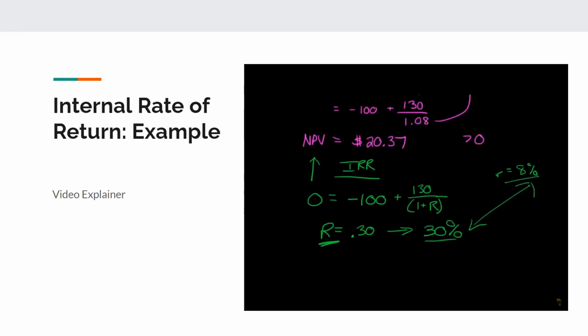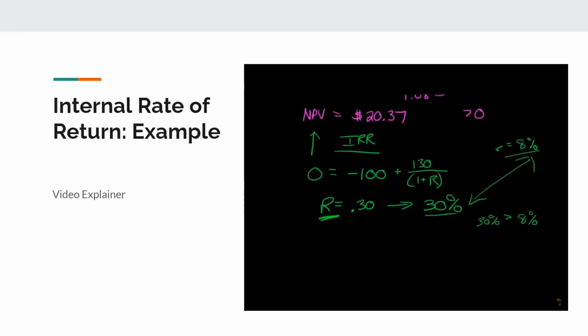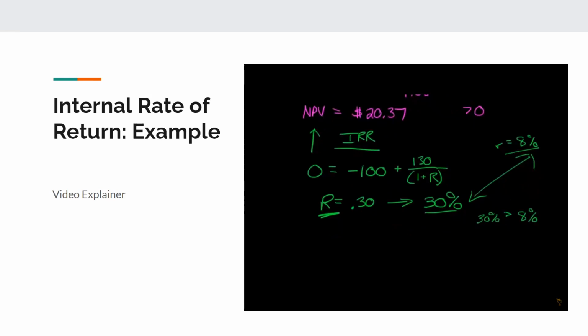So what does that tell us? Well, we know that 30% is greater than 8%. What does that tell us? Well, our decision rule is: if big R is greater than little r, then accept. Okay, that's our decision rule.